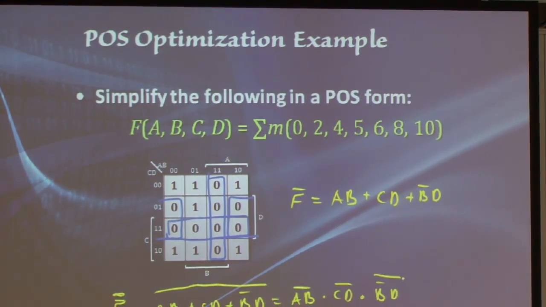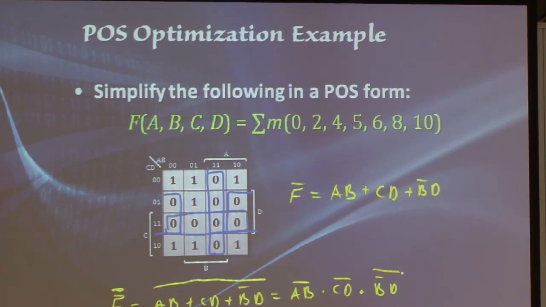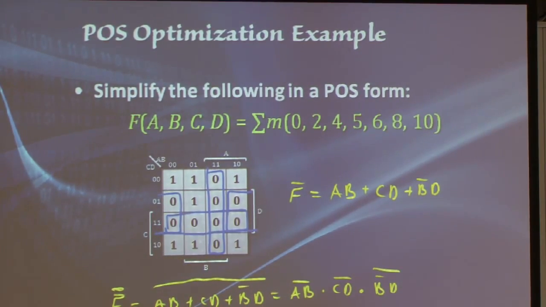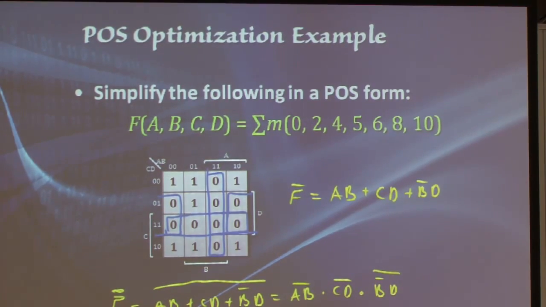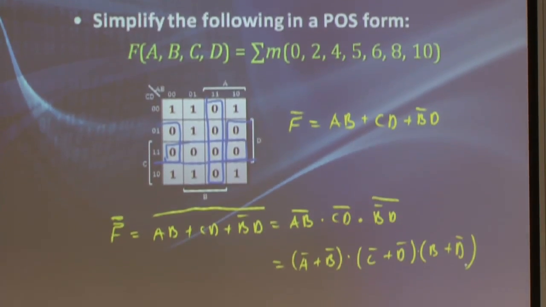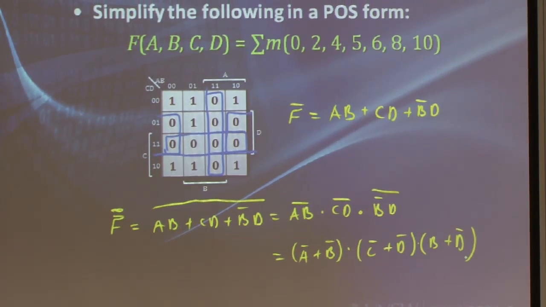Then I can have another application of De Morgan for each one of those terms here to get not a or not b, and not c or not d, and b or not d, which is now in a product of sums form for the function f. Easy enough? Questions? Moving on.